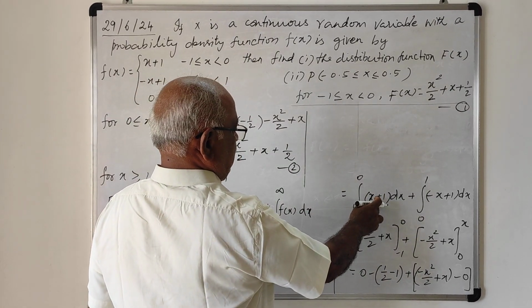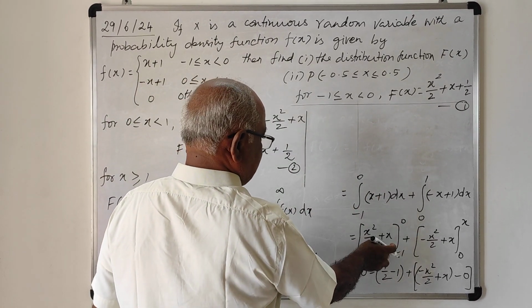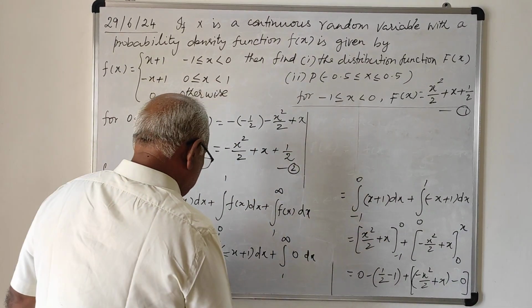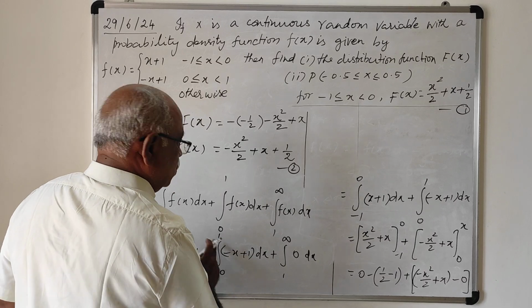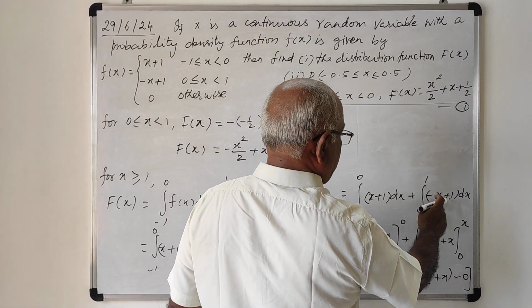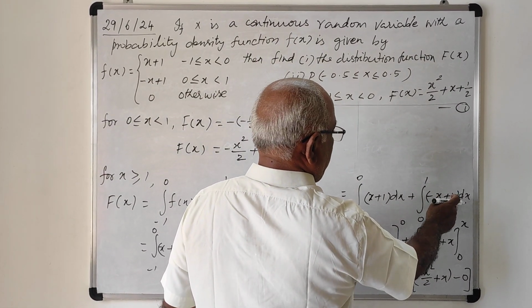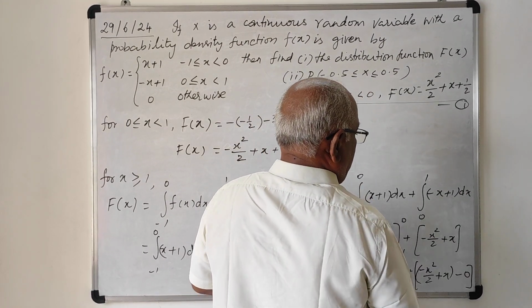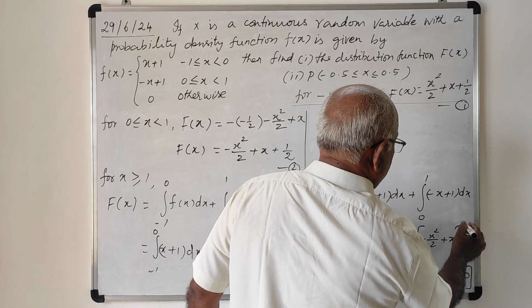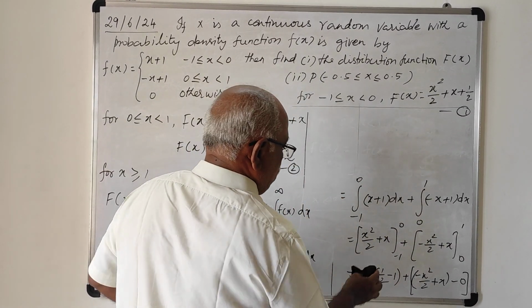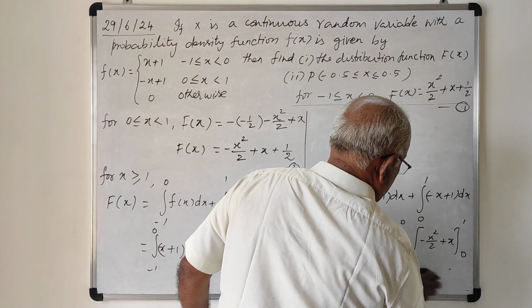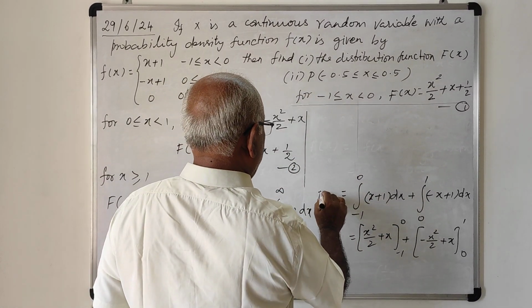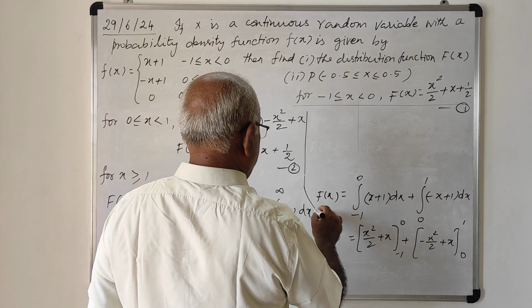So the integral of x plus 1 is x squared by 2 plus x, from minus 1 to 0, plus the integral here also, instead of 0 to x it is 0 to 1. Therefore the integral of minus x is minus x squared by 2, plus the integral of 1 dx, which is x, from 0 to 1. Now you give the limits as it is. In the previous case, this is your capital F of x for x greater than or equal to 1.